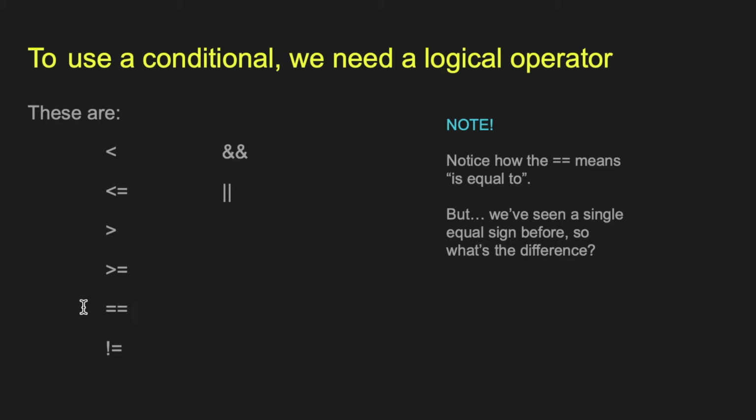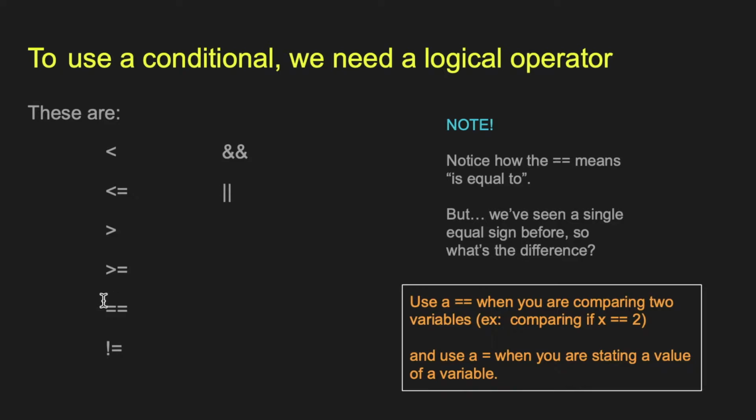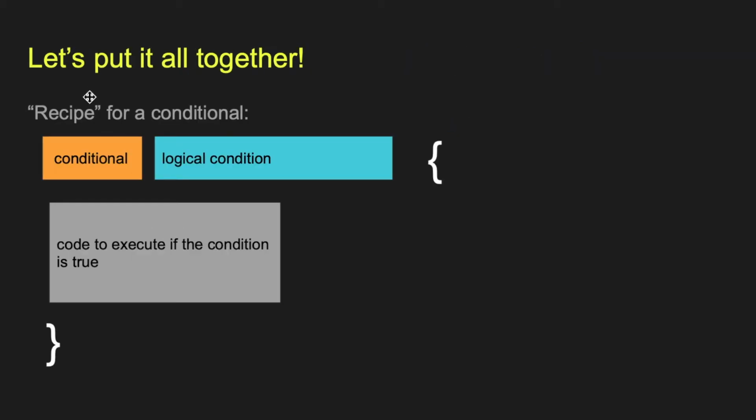The difference here is that you want to use a double equals when you're comparing two variables. So if you're comparing if x is equal to 2, then you're going to use a double equals sign. If you want to run code only if x equals 2, then you use this. But if you're just saying x equals 2, trying to set the value of x to 2, you need a single equal sign. It's a little confusing, but basically anytime you're using an if statement or other conditionals, you're probably going to use a double equal sign.